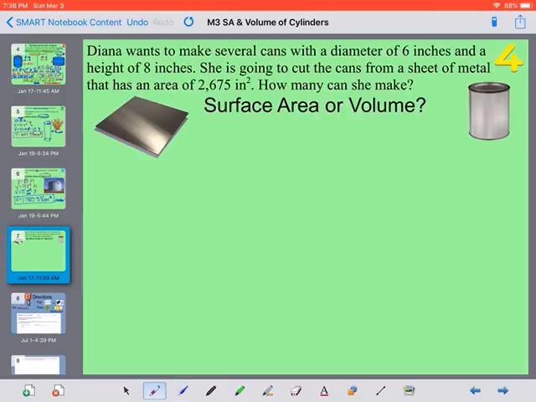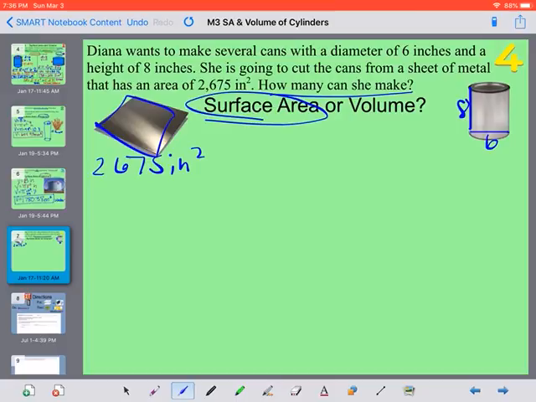Last question. Diana wants to make several cans with a diameter of 6 inches and a height of 8 inches. So I'm going to label this. It says diameter across is 6 and a height of 8. She's going to cut the cans from a sheet of metal that has an area. So this whole sheet of metal that she's looking at has an area of 2,675 inches squared. How many cans can she make?